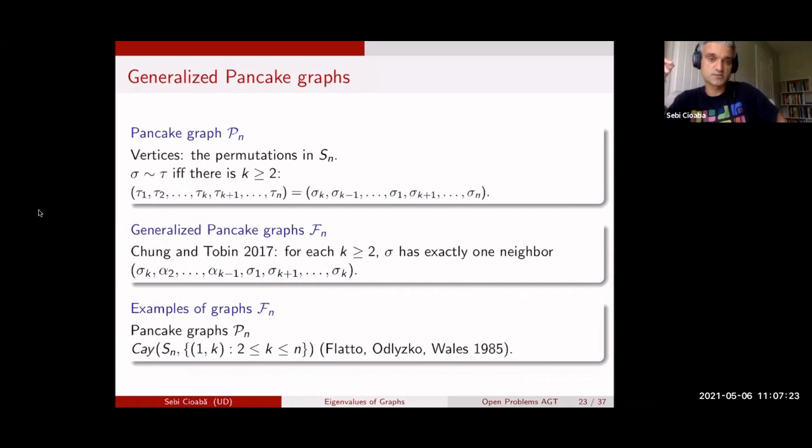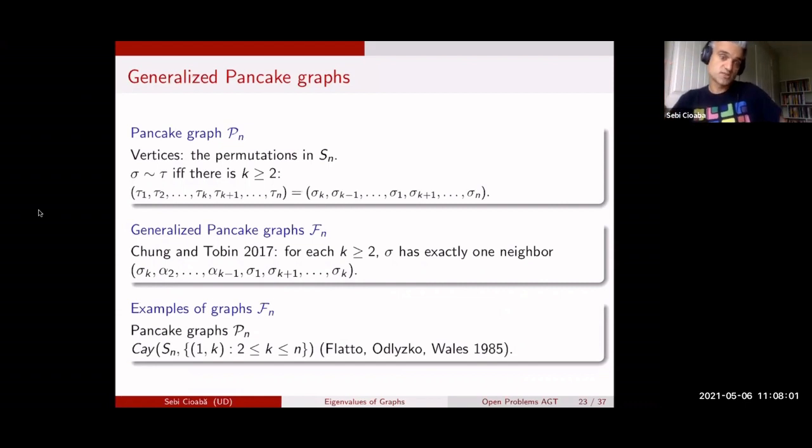There are bounds, which started with Bill Gates' work when he was an undergraduate. Chang and Tobin consider generalized pancake graphs. It's again a Cayley graph of S_n, where the generating set also has cardinality n minus one, and you don't have to flip the entire first segment of length k. You just swap the first entry with the kth entry. So your permutation is going to have exactly one neighbor of this form.